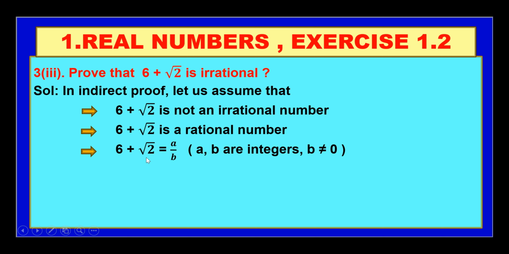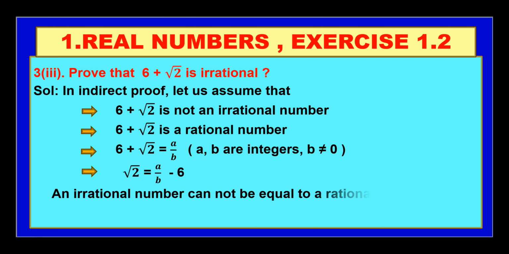Now what to do now? Yes, we have to take this 6 to the other side of equality. That is, root 2 is equal to a by b, other side minus 6. Now you can find root 2 at LHS. Root 2 is an irrational number, we already proved it. And a by b is a rational number and 6 is a rational number. Then what is the difference between rational and rational? If you subtract a rational number from another rational number, you will get a rational number only.